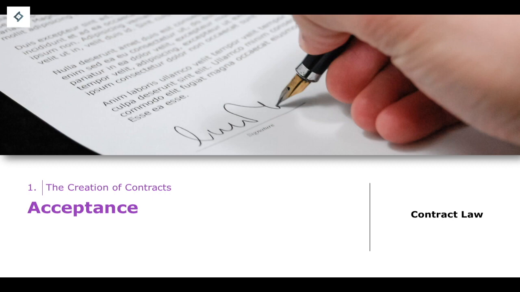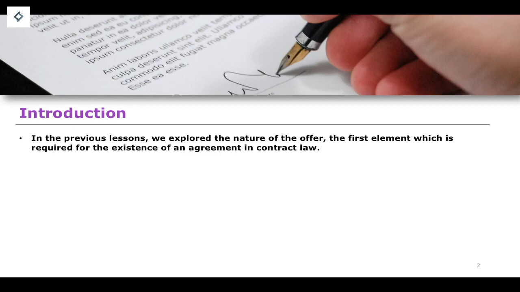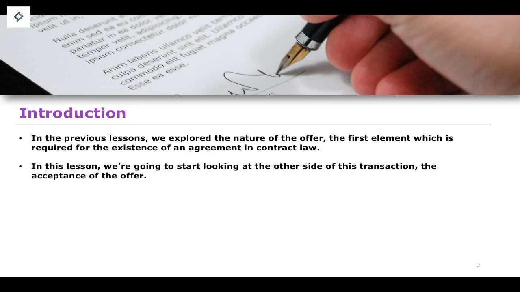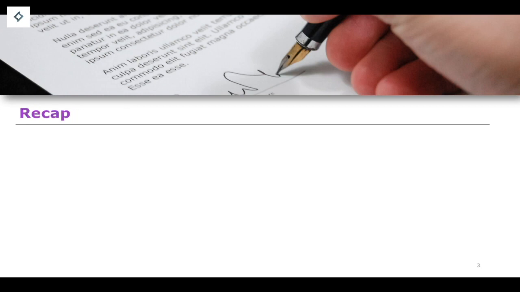In this lesson, what we're going to do is talk about the other side of that equation. We're going to talk about the acceptance of an offer. So, ultimately, the other side of this transaction, being the acceptance, is one that probably merits a little bit more time than we gave to the previous side of the equation. So we're going to spend quite a few lessons looking at the acceptance in this series before we start to move on to other considerations which form the creation of contracts.